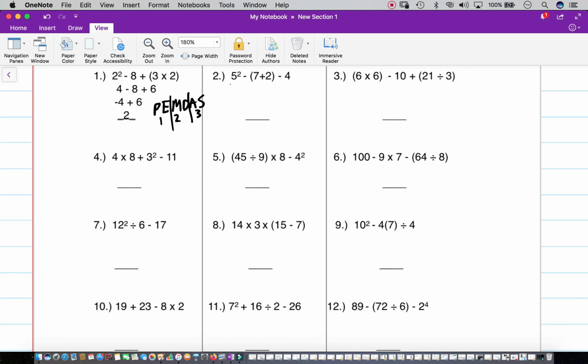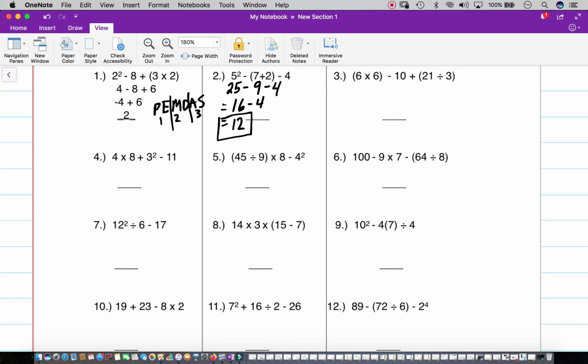So it's 5 squared, that's 5 times 5, which gives us 25. Minus, inside of parentheses, we have 7 plus 2, which is 9. Minus 4. Great job. Now, since we only have subtraction left, we can just subtract from left to right. So 25 minus 9 gives us 16. Minus 4. Our answer was 16 minus 4, which is 12. And that will be our final answer.